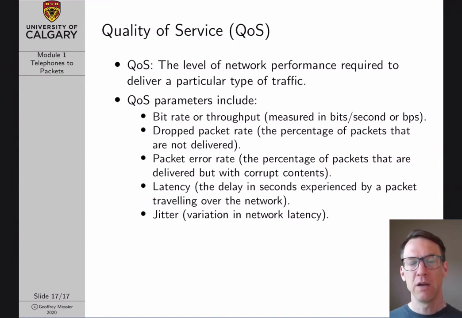Another parameter is, well, two parameters that go together are dropped packet rate and packet error rate. Drop packet rate is the percentage of packets that simply don't get delivered over the internet. And we're going to talk about all the different things that can happen to a packet on its journey through the internet that cause it to be lost. We'll learn a lot about that. We typically discuss drop packet rate in terms of the percentage of packets that are not delivered. So we'll say we've got a 2% drop packet rate, for example.